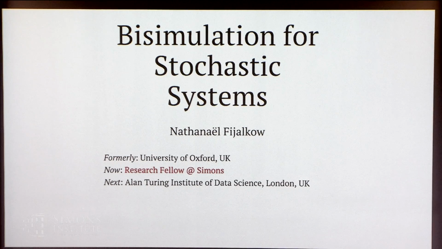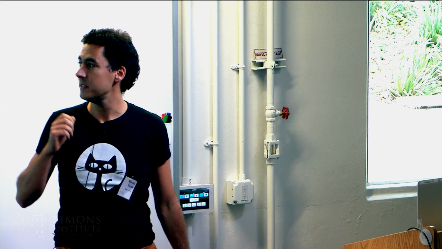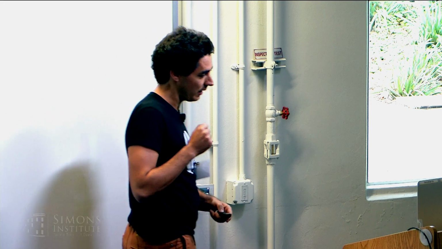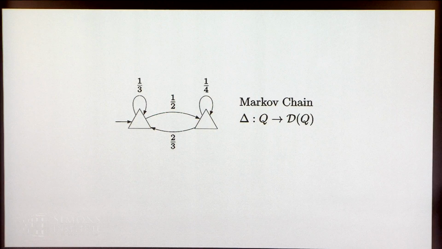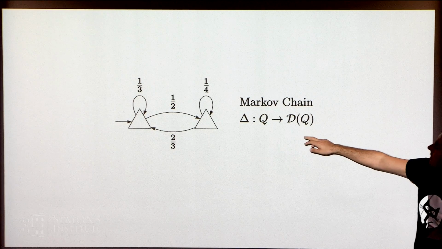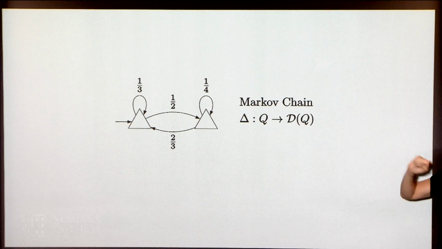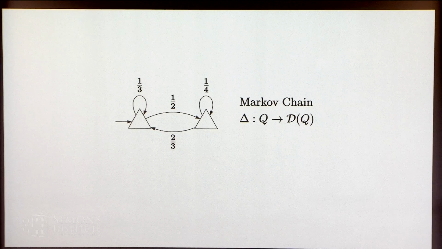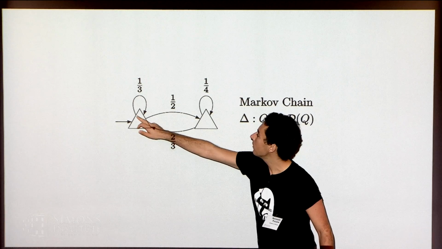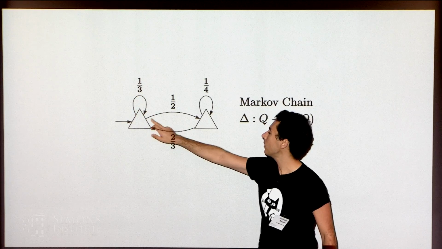I want to talk about ongoing work about bisimulation for stochastic systems. So let's start. What is the model? The first one we're looking at is very simple Markov chains. We have states, and for any state we're giving a distribution. Here D of Q means sub-distribution. I actually almost never care for distributions. They don't have to sum up to 1. So here from this state we have the distribution 1/3 and 1/2.